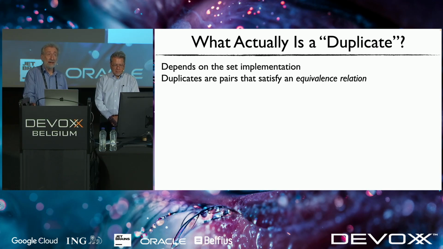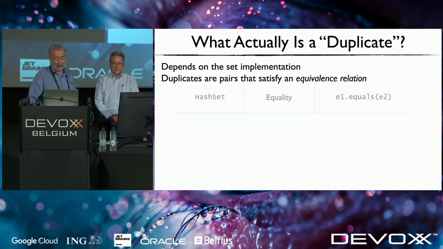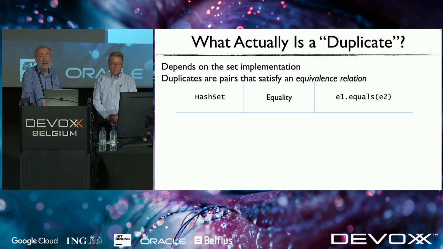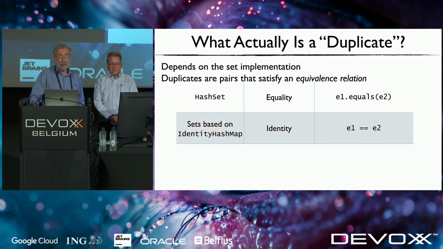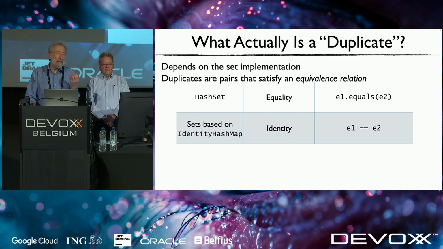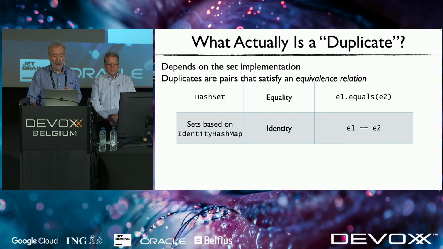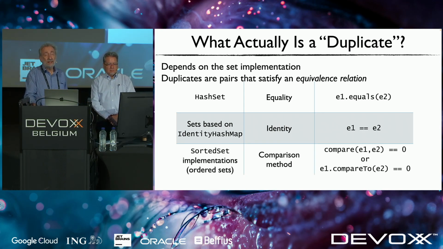Duplicates are pairs that satisfy what's called an equivalence relation. The equivalence relation is very simply the relation that divides up all the possible elements in the universe of things that could go into the set into equivalence classes, and the set can only contain one element out of each equivalence class. So for a HashSet, the equivalence relation is indeed E1 equals E2. For a set based on IdentityHashMap, the equivalence relation puts every single element into a different equivalence class. And for sorted set implementations, it's a comparison method.